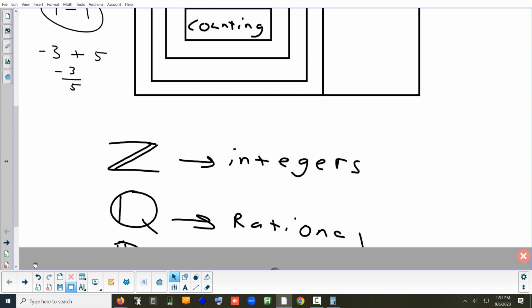Can anyone think of a word having to do with, remember, rational numbers are fractions? Anybody think of a word having to do with a fraction that begins with a Q? And maybe that's where the symbol comes from? Quarter. So yeah, 1/4 is a fraction. That is a quarter. So good guess. Not what I was thinking, but it could have to do with that.